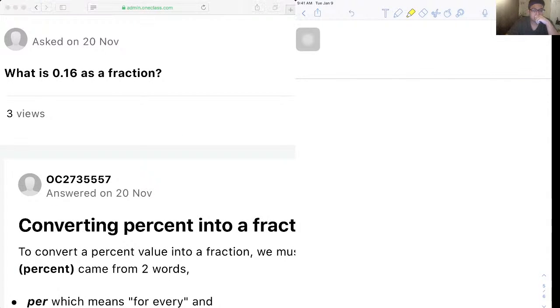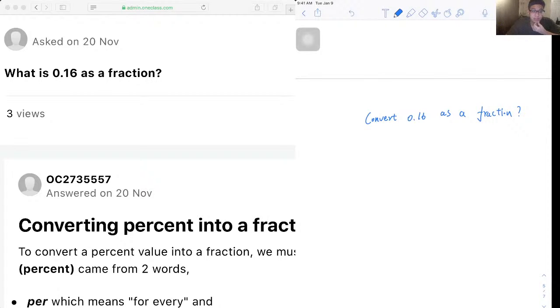Okay, so our next question is asking us to convert 0.16 as a fraction.